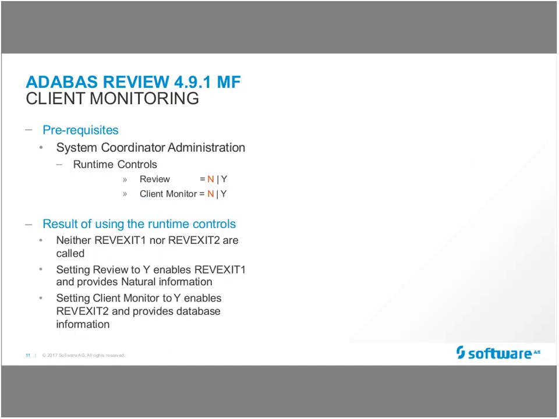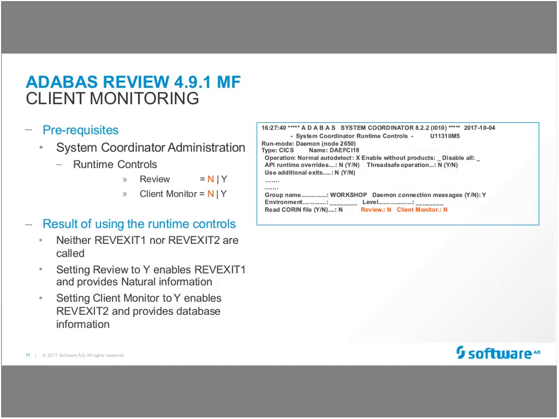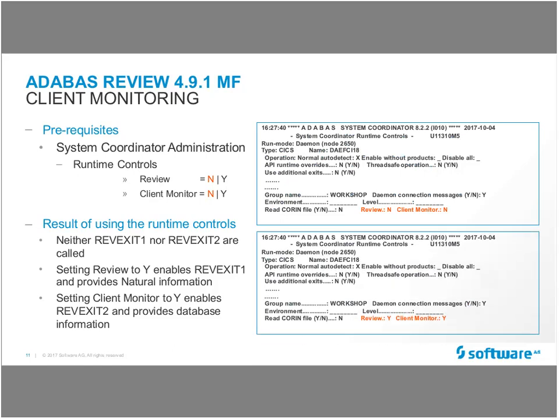Now let's go to the System Coordinator administration part. There you have so-called runtime controls. One is review, and one is client monitor, and both are set to no. So you can see it here. The result is, as explained, the exits are disabled. But when you now switch on, and that's what you can do dynamically on a screen, the review to yes and the client monitor to yes, or just one, depending on what you want to see.